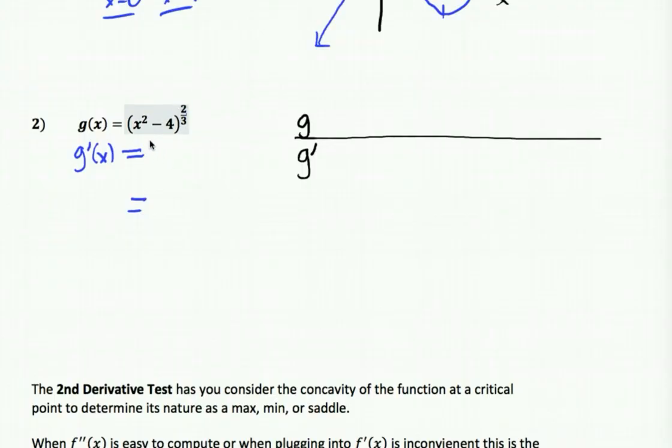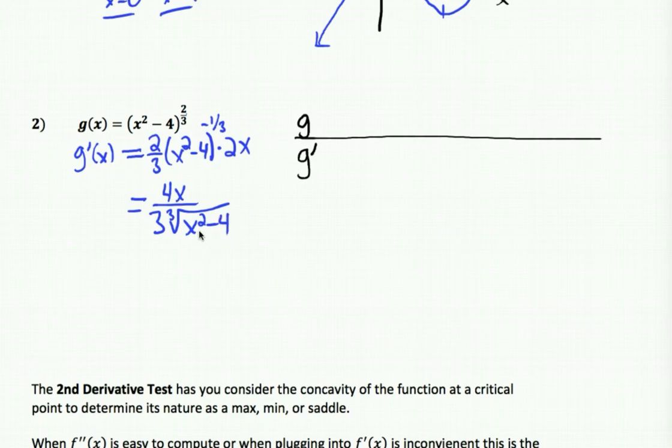So first we'll go ahead and compute the derivative. So we're going to have 2/3, leave the inside alone, decrease the power by 1, that'll be negative 1/3, and use our chain rule. So there we go. And now we'll go ahead and simplify it and clean it up a bit. So I think we'll have 4x on top and 3 times the cube root of x squared minus 4 on the bottom.